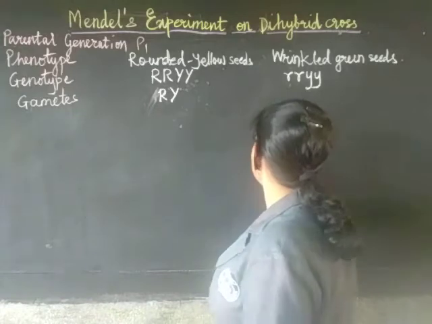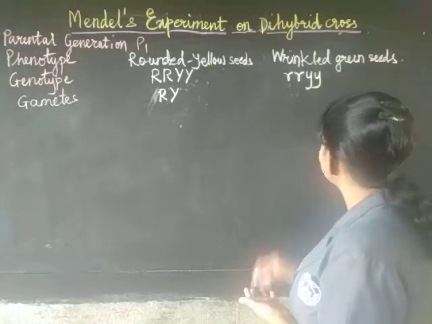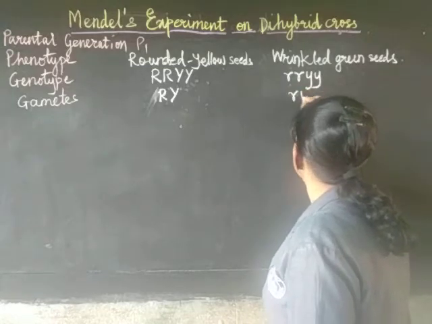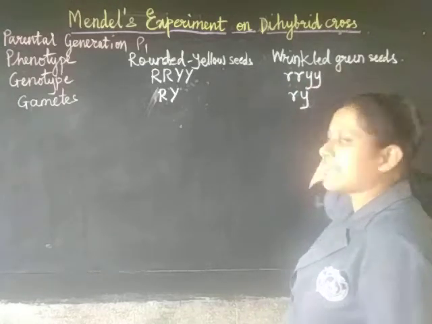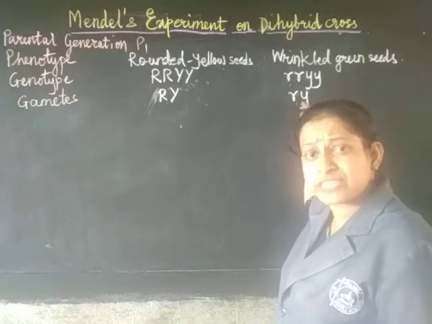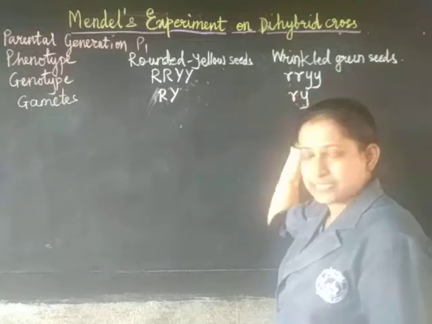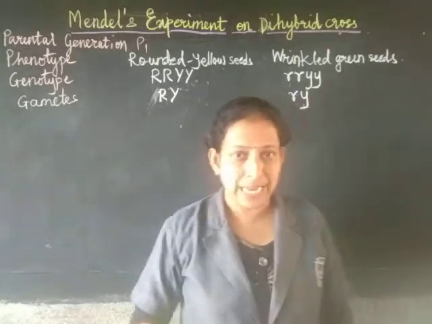Okay. Then here how will it be? Yes, you are right. It will be small r and small y. So like that, four gametes will be formed of the same type. Why write so many times? That is why we are writing this gamete only once, since they are the same type of gametes.